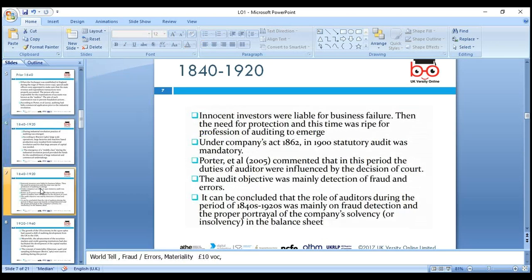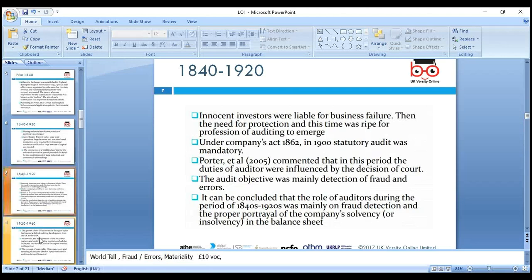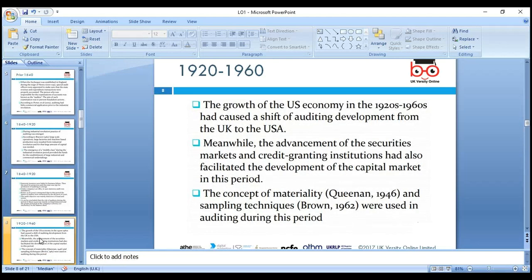Okay, then these carry on happening and various authors explain the history. Then 1920 to 1960. What happened? The growth of the US economy in 1920 to 1960 was a big shift in auditing development from UK to US. Meanwhile, the advancement of the security market and the credit granting institutions also facilitated the development of the capital market in this period. The concept of materiality was developed. Sampling techniques were used in auditing during this period.